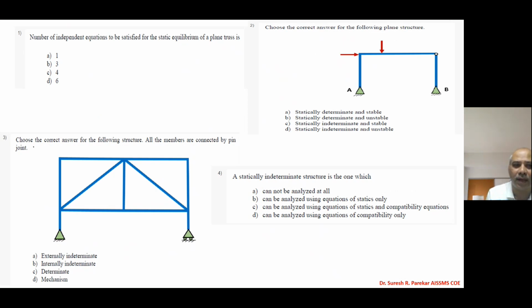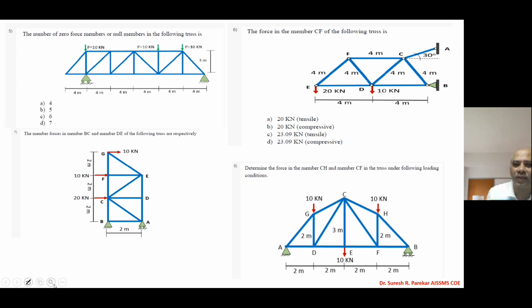Here now, the number of independent. These are related to your basics, that is statically determinate and statically indeterminate. So likewise, now you can see here we have a simple support, a roller. This is a mechanism. We do not have a direct relation with truss, and therefore this is a mechanism. So now here also we have to find the force.